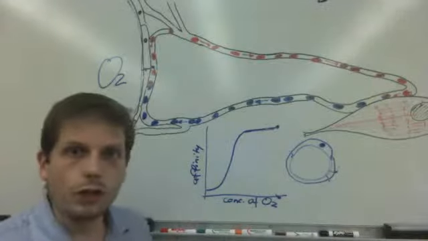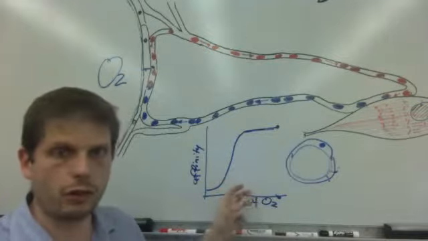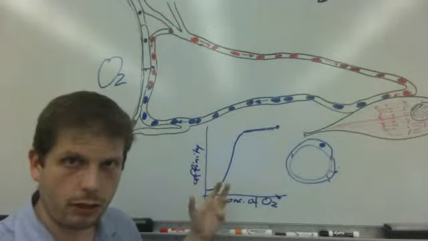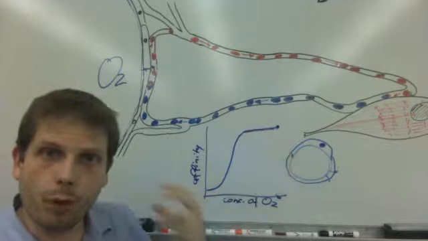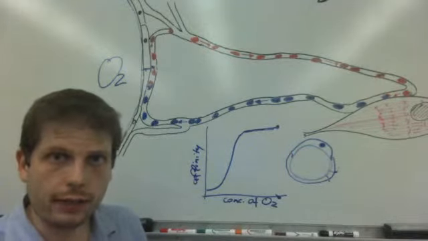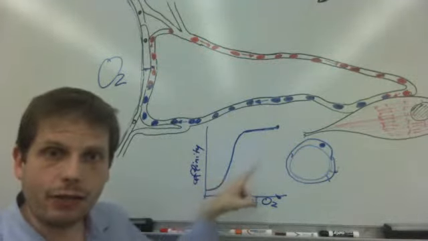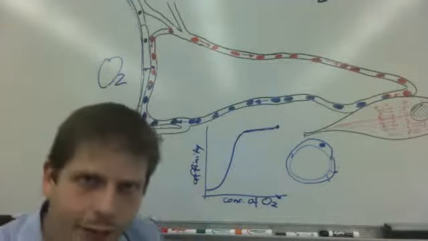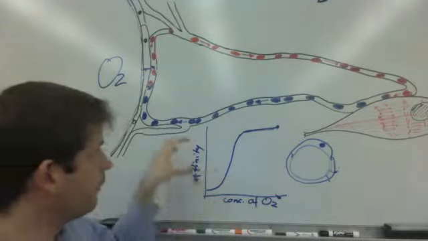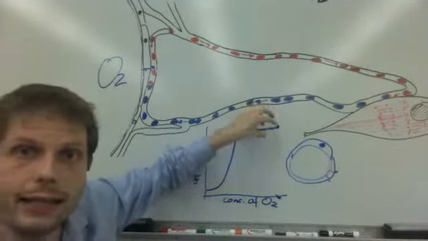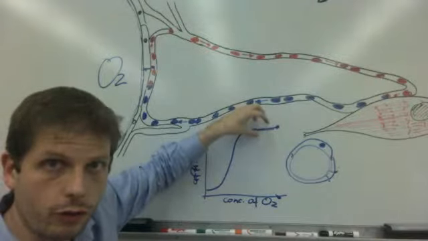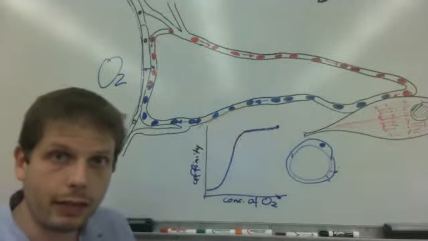So it drops. So this sigmoidal curve, that's what we call that, right? An S-shaped curve again. The importance of the sigmoidal curve is that as we're getting into the lungs, we have a very high affinity for oxygen. So it wants to bind to the hemoglobin molecule very, very strongly so that we can carry it along.